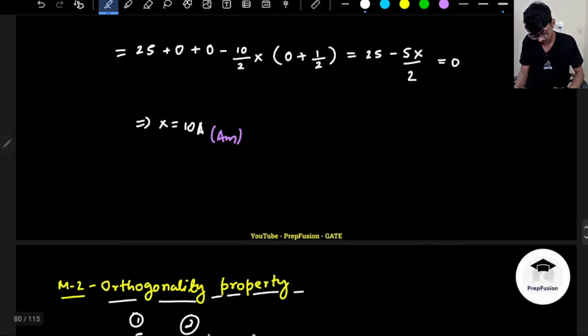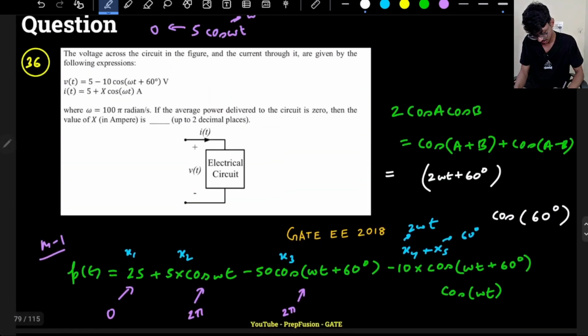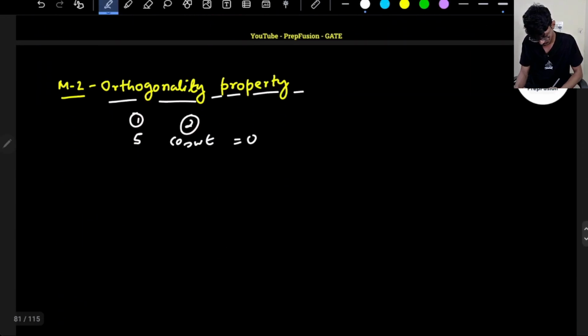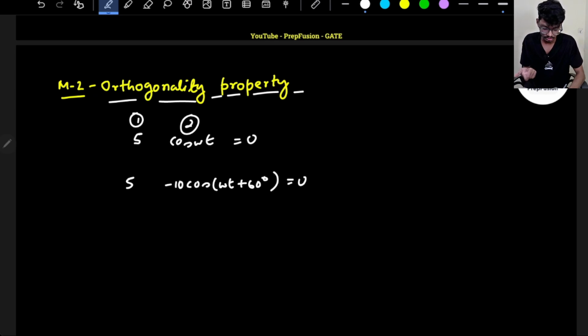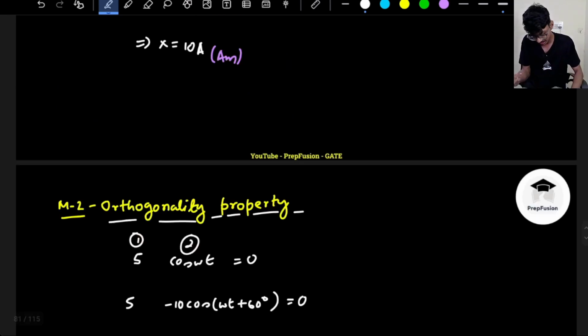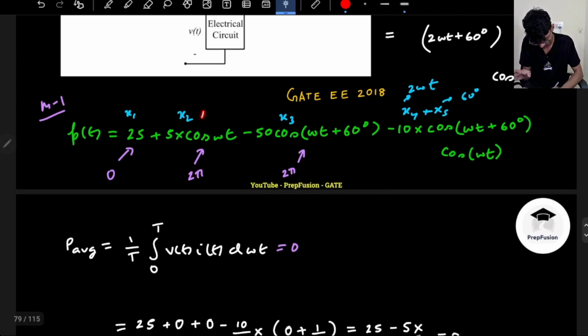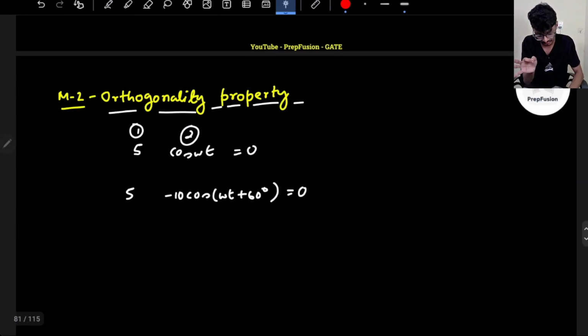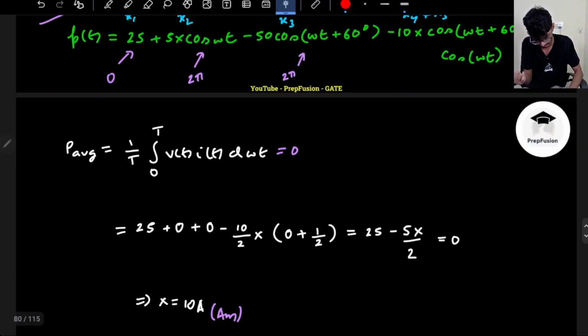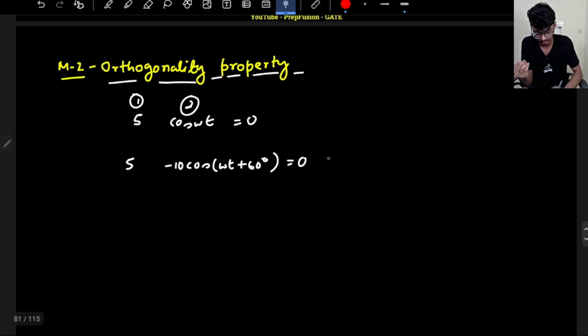The other DC signal I have is this one, 10 and 5. So this minus 10 cos omega t plus 60 and 5: again the product of these two signals will be 0 by orthogonality, so power will be 0. It is the same thing we did before. I derived here why they are 0, and here I have just used the property. I told you that this integration will be 0, this integration will be 0. This is 0, this is 0. I am just using the property.